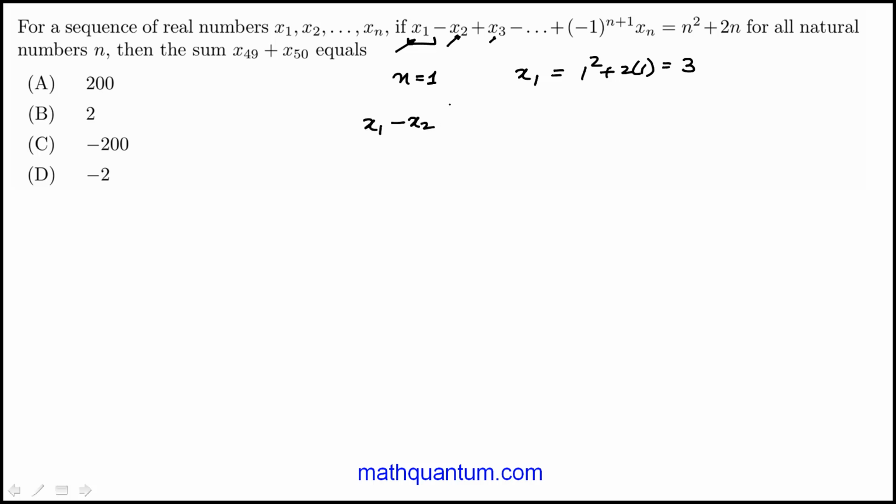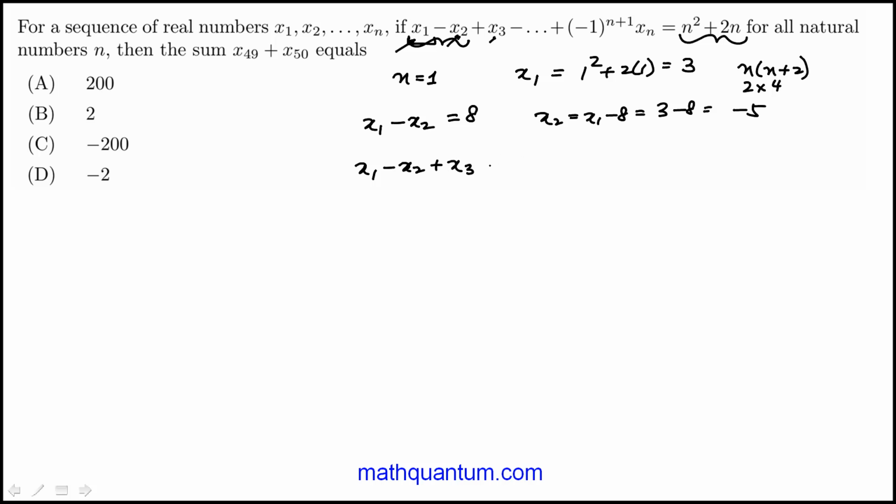Then if you do n equal to 2, we'll get that sum, or I should say x1 minus x2. And I'll rewrite this as n times n plus 2. So now n is 2. So this becomes 2 times 4, 8. And from this, I can figure out x2 is x1 minus 8. So minus 5. So you keep doing this until you see a pattern. x3, and then this would be 3 times 5 is 15. This piece is 8, so x3 is 7.